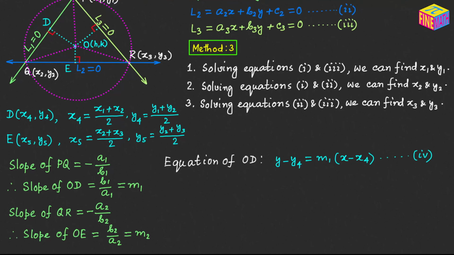So now we know the slope of OE and also we know the coordinates of the point E. So using the point slope form of equation of a straight line, we can say that the equation of OE is going to be something like this.